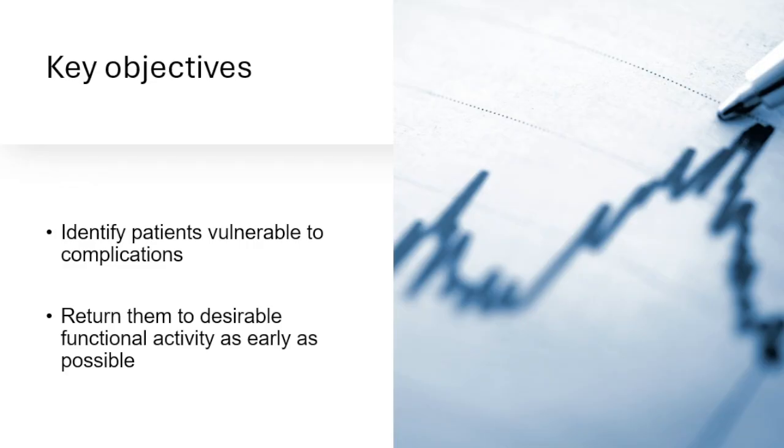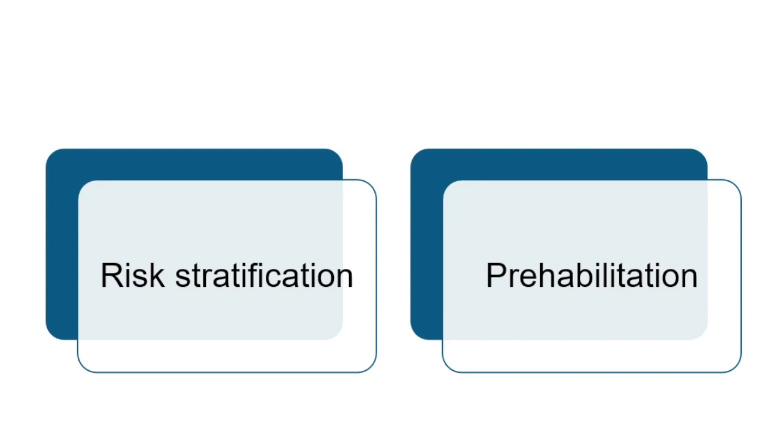So it's quite important to identify patients vulnerable to complications, and then you can optimize them preoperatively, and you have to return them to desirable functional activity as early as possible. Sometimes, we anesthetize patients for major surgeries, and then they recover, they go home, but they take many months to get back to their normal daily living activities. Concentrate on the history.